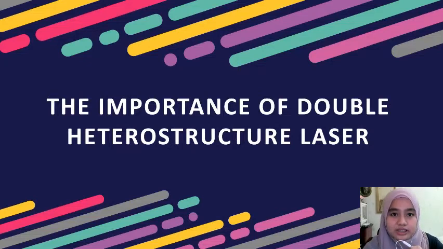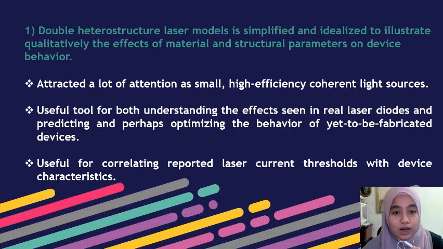Okay, moving to the next part, I would like to explain the importance of the double heterostructure laser. Why do we need a double heterostructure laser? First, the double heterostructure laser model is simplified and idealized to illustrate qualitatively the effect of material and structural parameters on device behavior. Double heterostructure lasers attracted a lot of attention as small, high efficiency, coherent light sources. It is also a useful tool, both for understanding the effects seen in a real laser diode and for predicting and perhaps optimizing the behavior of yet to be fabricated devices. It is also useful for correlating reported laser current threshold with device characteristics.